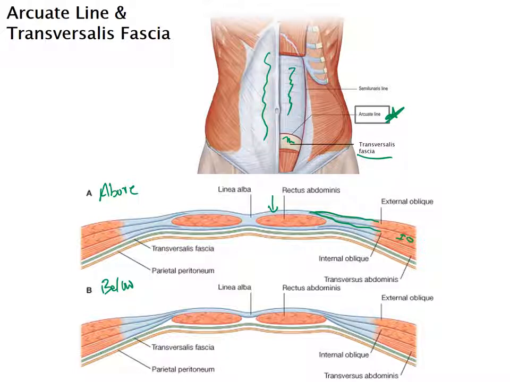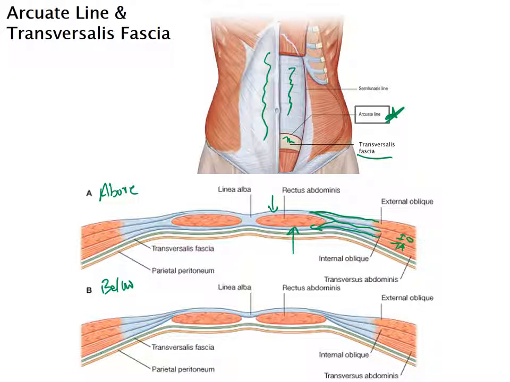In a similar way, the posterior rectus sheath above the level of the arcuate line is also made up of tendons and aponeuroses from 1½ muscles. We have the tendon of the transversus abdominis muscle, as well as half of the aponeurosis from the internal oblique muscle. Again, both of those together form the posterior rectus sheath.